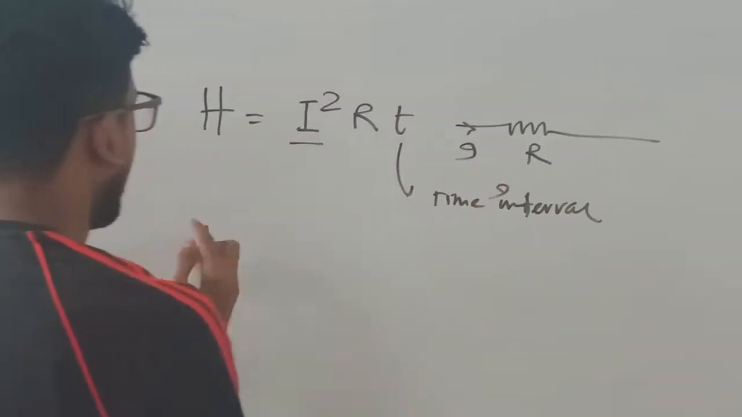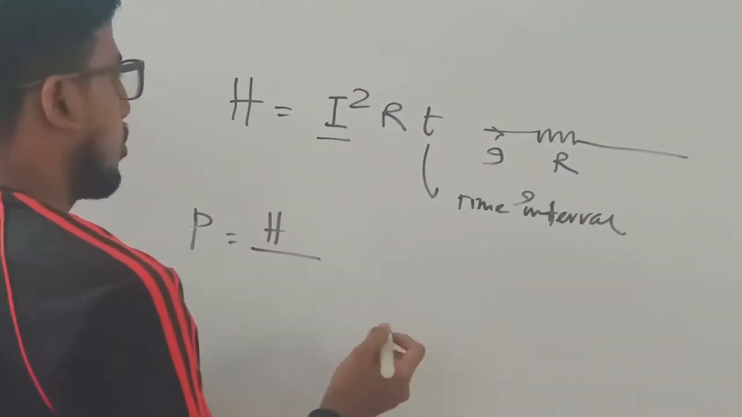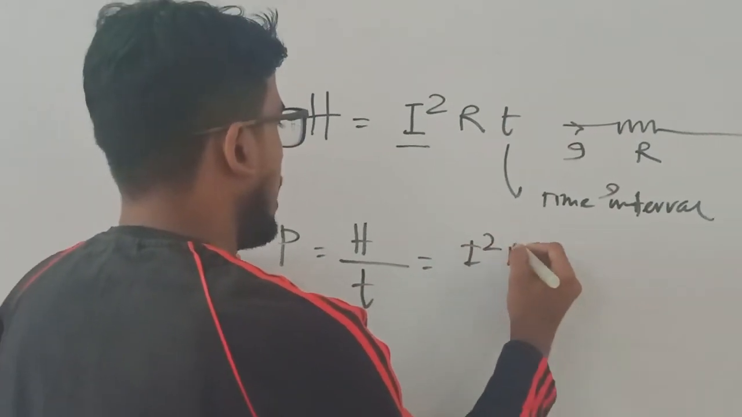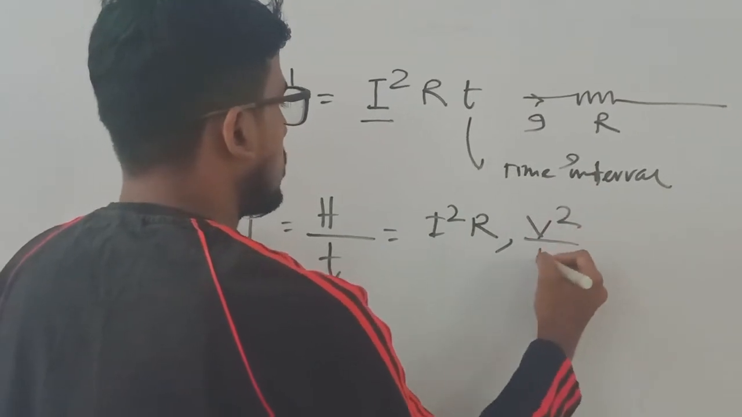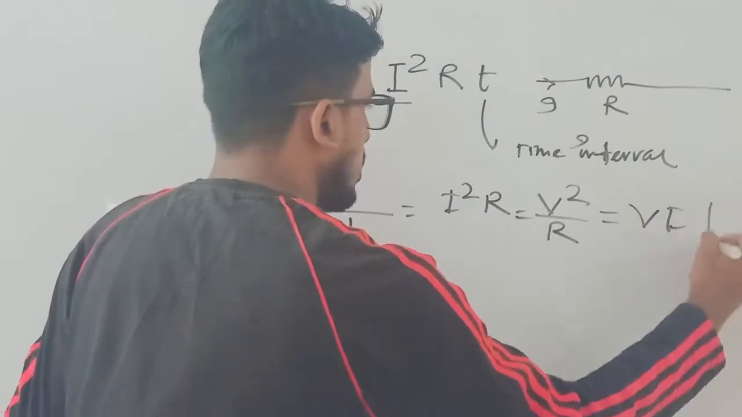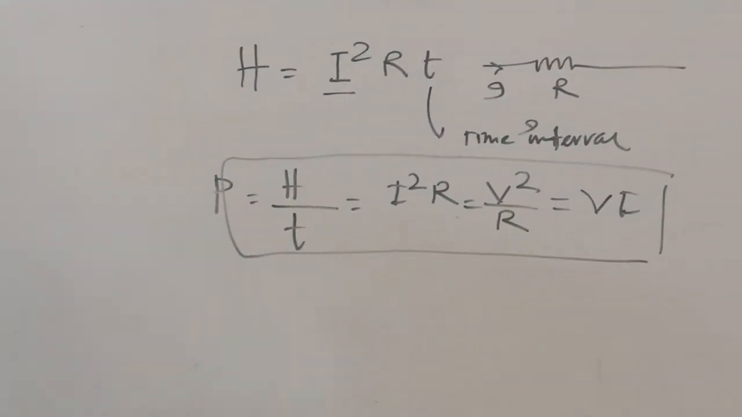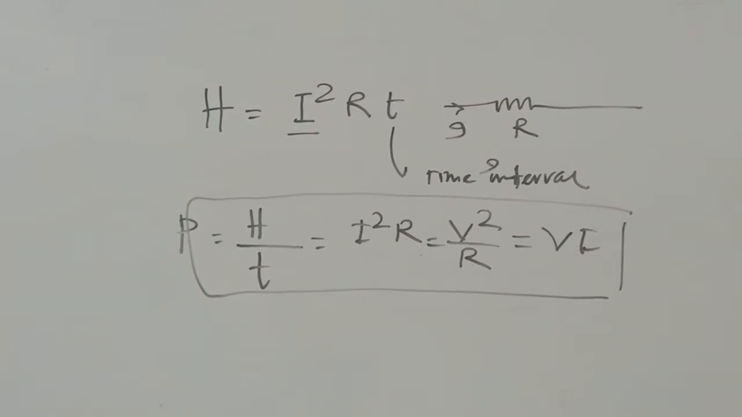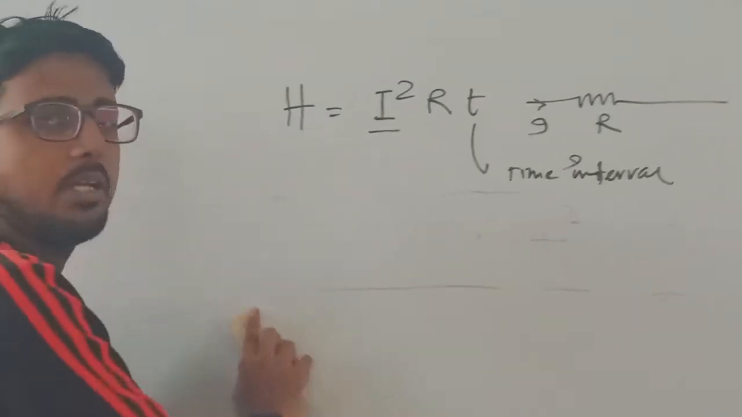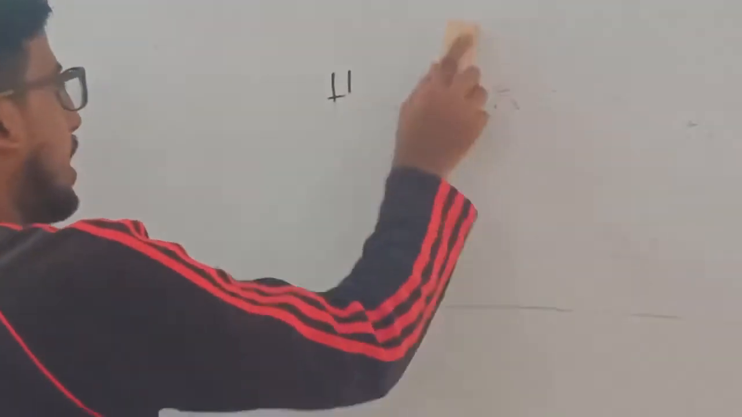From this we can calculate the power consumed by the resistor. P equals the heat produced across the resistor per unit time, that is H by T, or I square R, or we can also write it as V square by R, or VI. We already discussed this. In this class we discuss how to calculate the power and resistance of an electrical bulb, and what happens when electrical bulbs are connected in series or in parallel in a circuit.